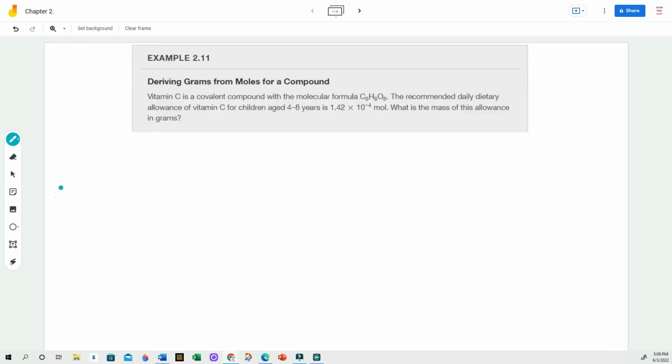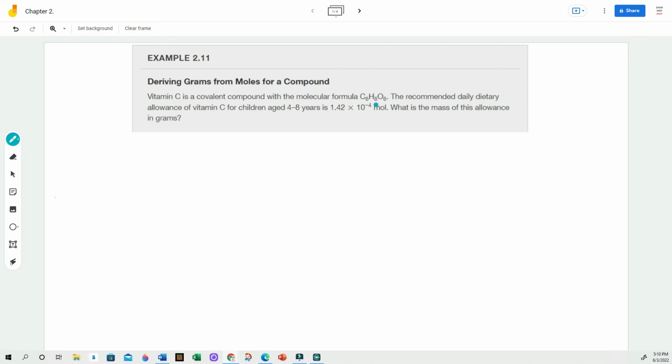Example 2.11, deriving grams from moles for a compound. Vitamin C is a covalent compound with the molecular formula C6H8O6. The recommended daily dietary allowance of vitamin C for children aged 4 to 8 is 1.42 times 10 to the negative 4th mole. What is the mass of this allowance in grams? Okay, so we have been given moles and we want to convert to grams, which means we need the molar mass for vitamin C, which means we need the molecular formula, which is given right here.